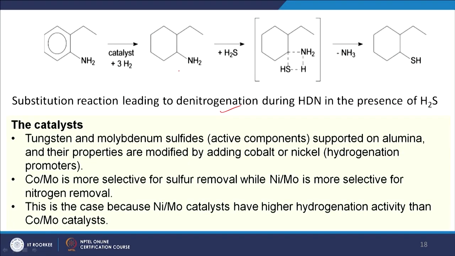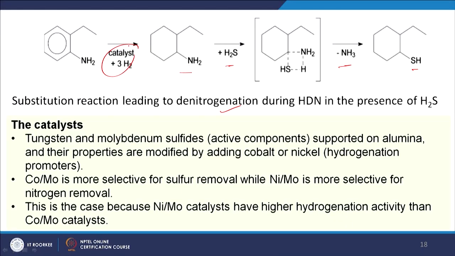Now, substitution reaction leading to denitrogenation, this was our compound. So, H2S is present. So, this N will be replaced by S, that can also be possible by the ammonia release. So, these are different types of reactions which may take place during the denitrification process, the denitrogenation process.